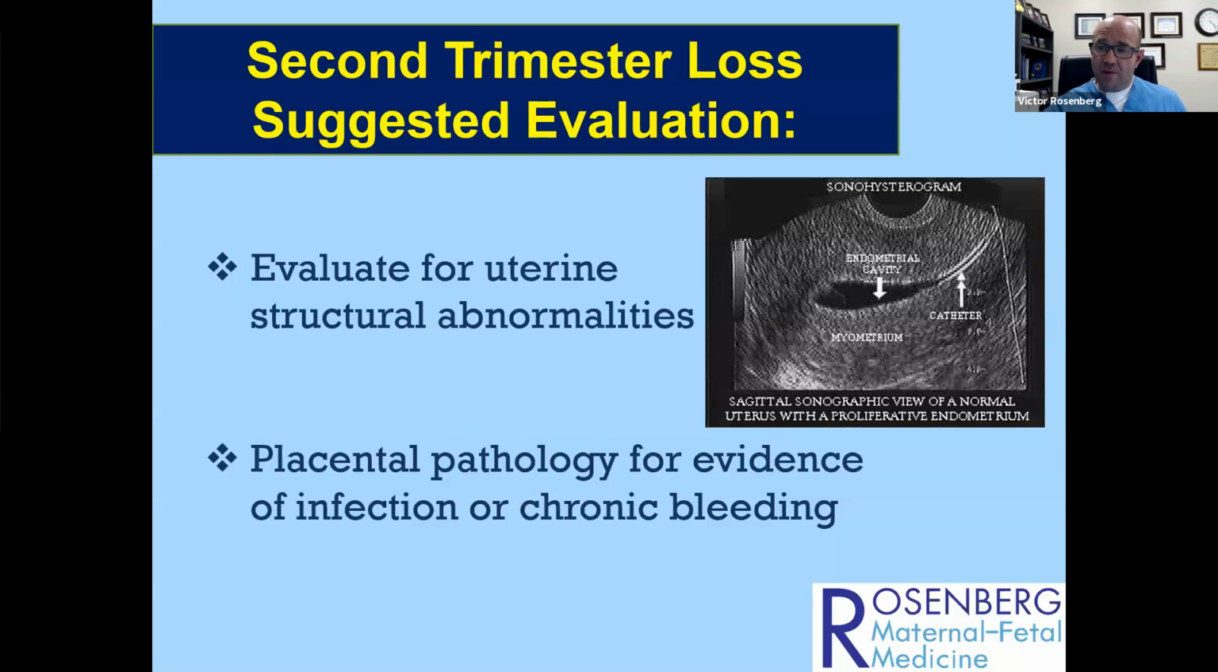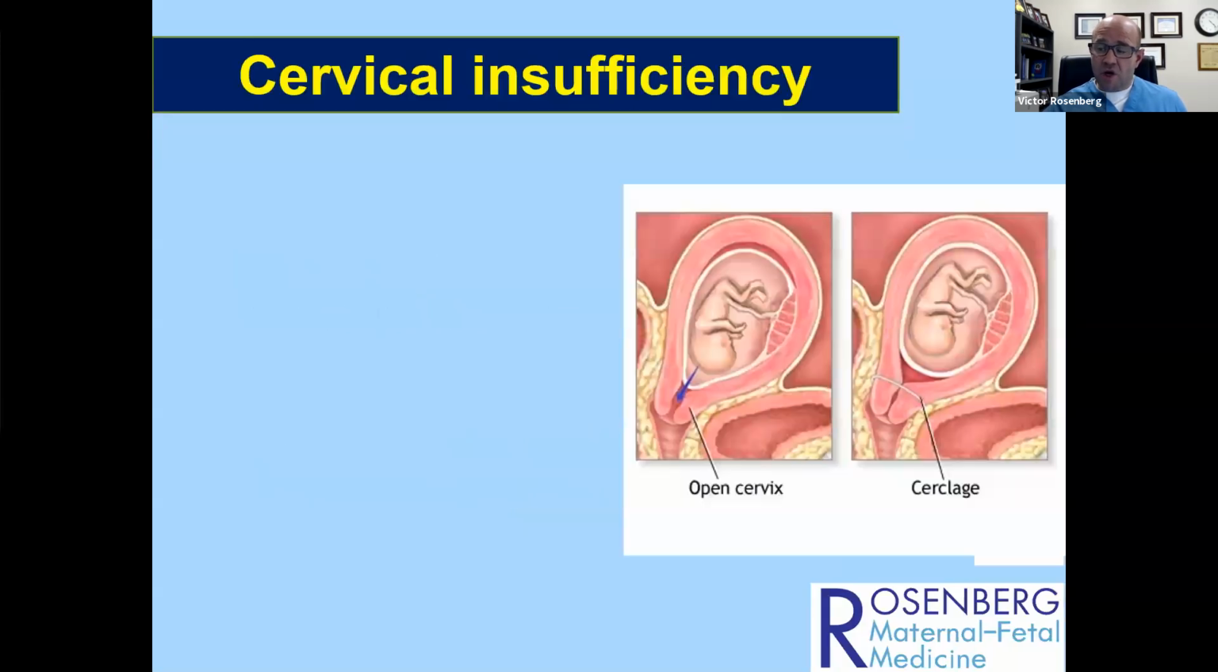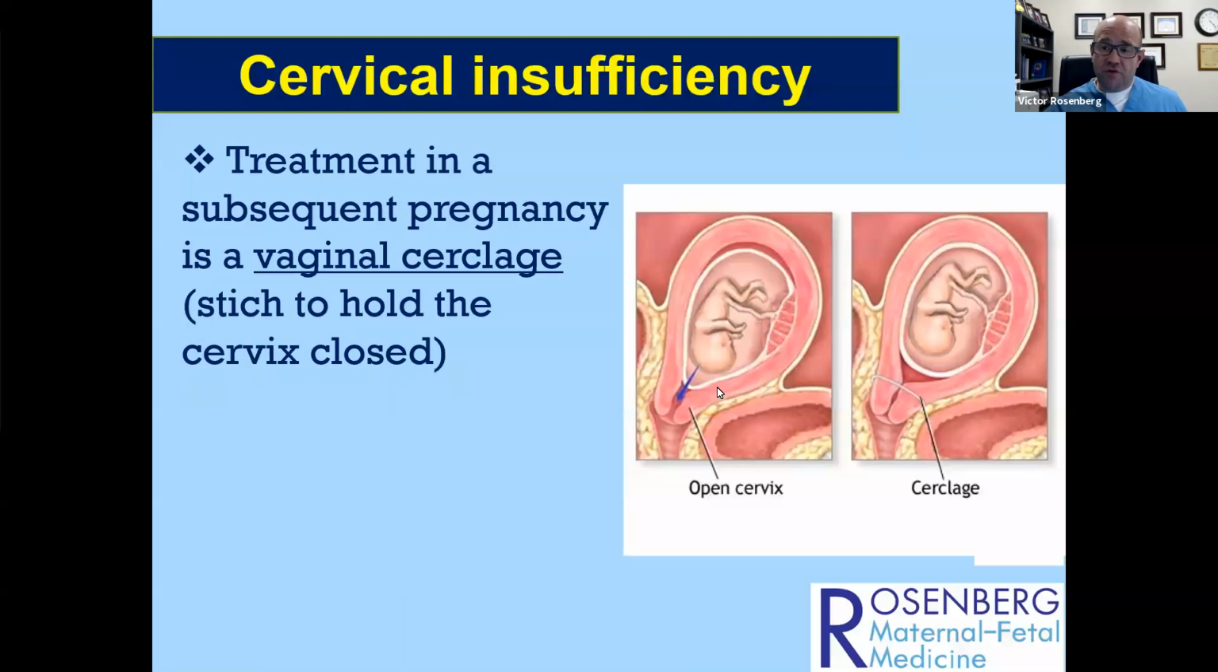The reason why it's so important to make an accurate diagnosis of cervical insufficiency is because there actually are effective treatments. And the treatment for that is really what's called a vaginal cerclage or a cerclage, which is really just a suture that keeps the cervix closed and allows the pregnancy to continue.